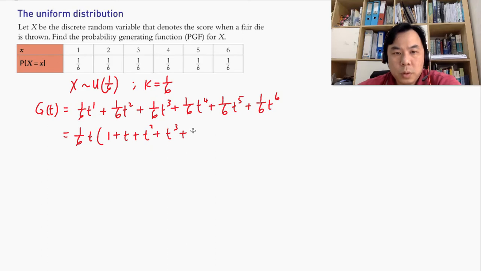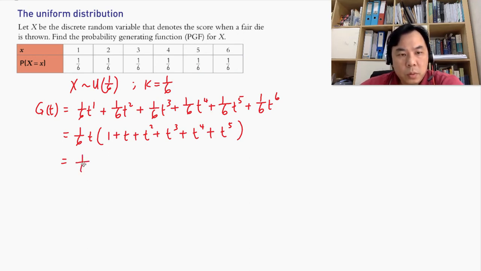So T3 here, T4, and then lastly we have T5. In general, there are 6 terms here. You will recognize that very clearly this is a geometric series with the first term as A and the common ratio as t here. Therefore, we can evaluate the summation of this geometric series as.